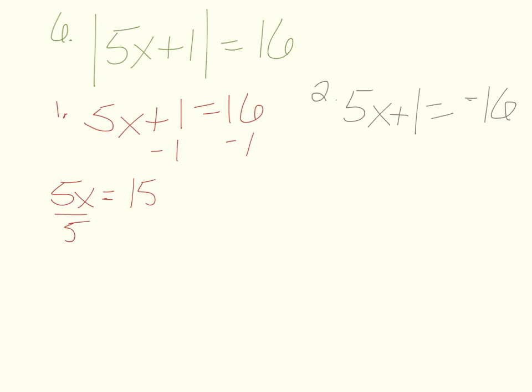Divide by 5. X equals 3. All right, we're going to hold on to that for a second because then we're going to solve the next equation. The nice thing is you're doing the same process. You're just going to get a different answer because you're starting with a different number. Okay, so we're still going to subtract 1.